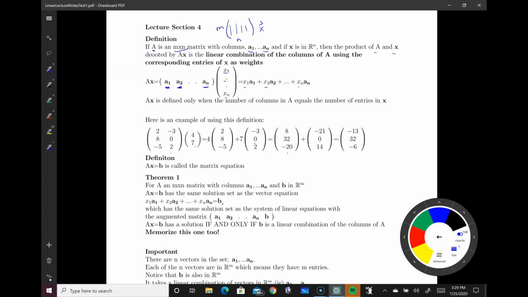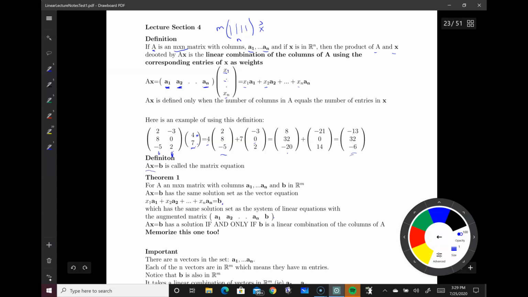So here's an example. I have 2 columns and I have 2 entries here. So this first column gets multiplied times the number 4. And then this second column gets multiplied times the number 7. And then you know how we multiply constants and vectors. We multiply the constant times each entry of the vector, the 7 times each entry of the vector. Then I add their entries together to get this.